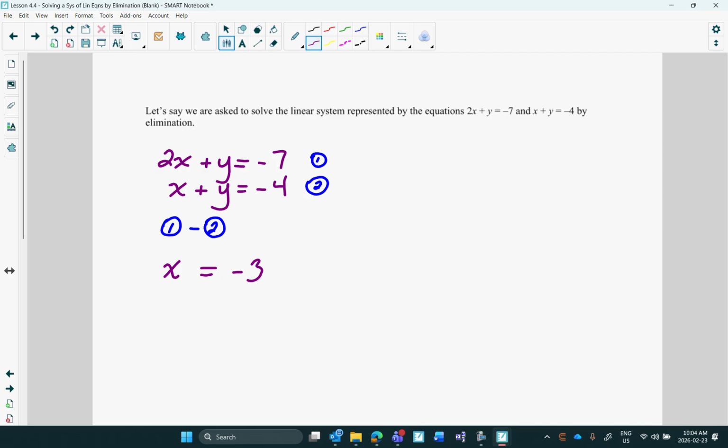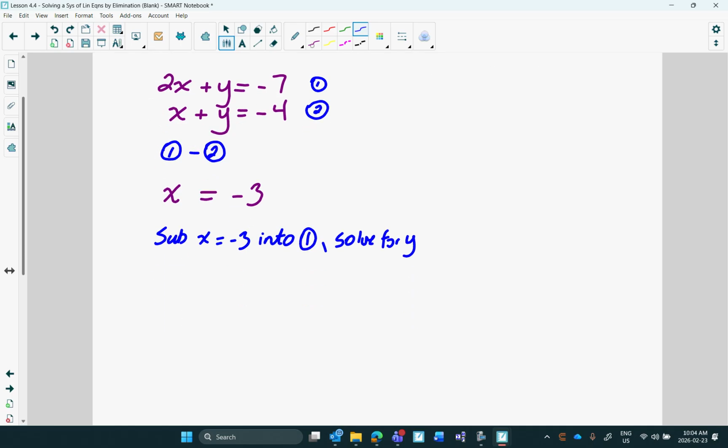How do we find what y is? Plug it back into one of these. Which one do you want to put it back into? Number 1? Sure. So sub x equals -3 into 1. And then you solve for y. So 2 times -3 plus y equals -7 when I put it back in.